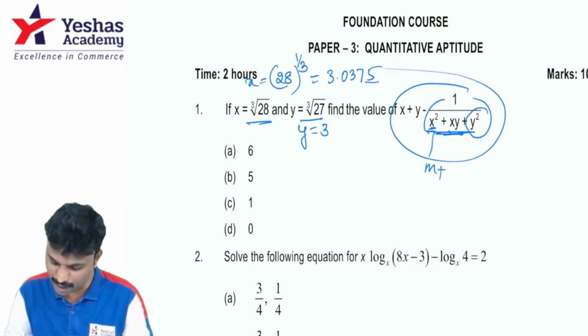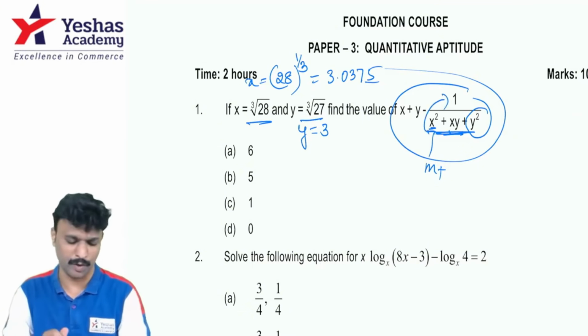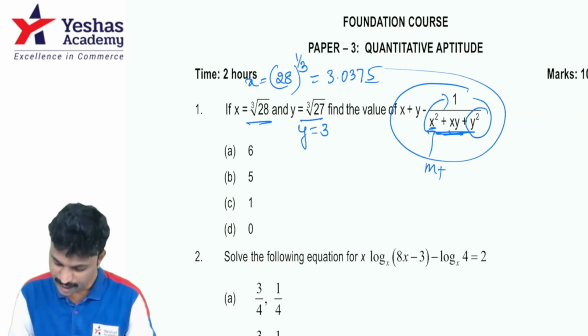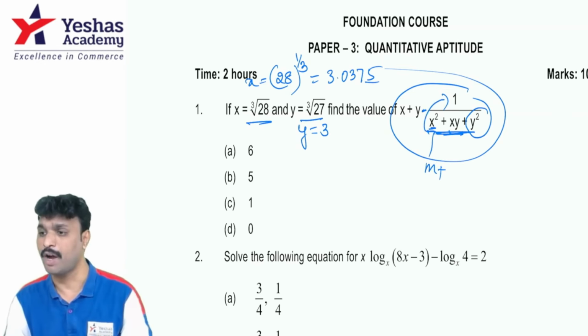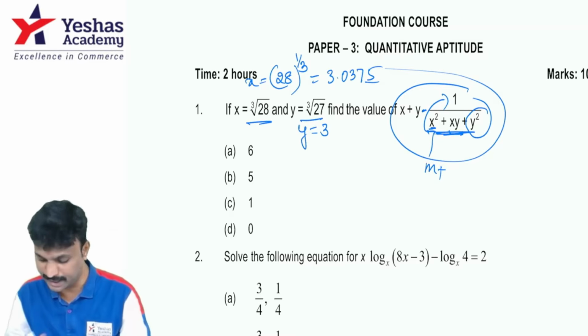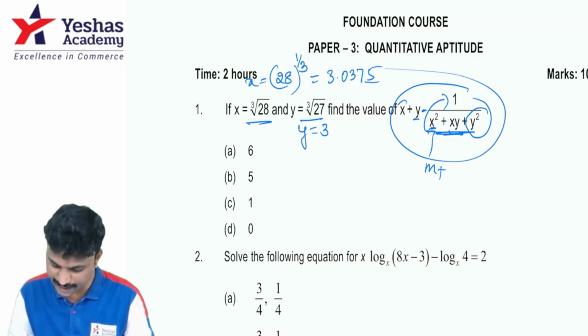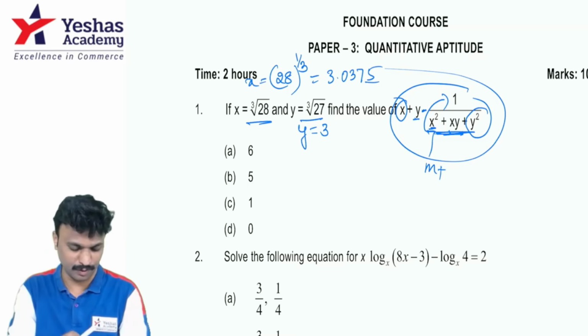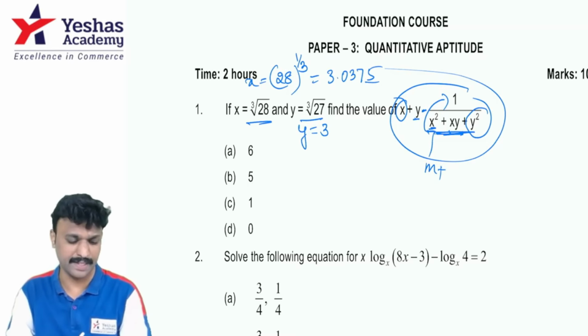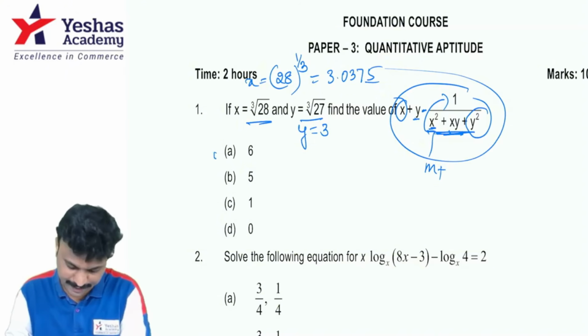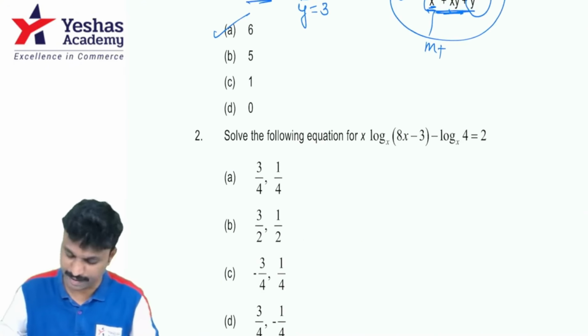Let's take the value up because it's in the denominator. If you want to take it up, divide equal, then change the sign because it is negative. How do you change the sign? Plus or minus. Then add y plus, what is y? 3 plus add x. What is x? 3.0375, and the result is 6.000. That means option A is the right answer.